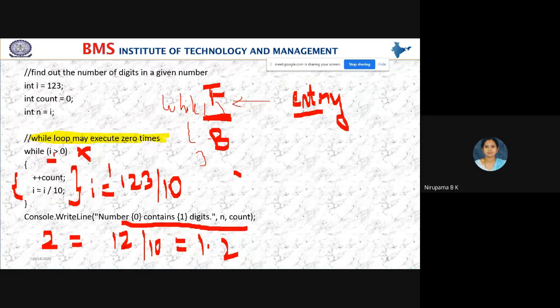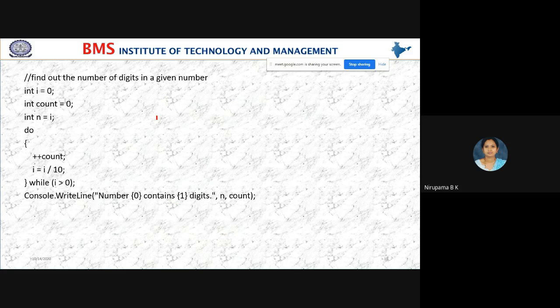Again this condition will be checked, and 1.2 is greater than 0. Yes, the condition is true. Then count will be incremented to 3. Now I is equal to 1.2 divided by 10. Like this, the body of the loop will be executed unless this condition becomes false. Once this condition becomes false, it will come out of the loop.